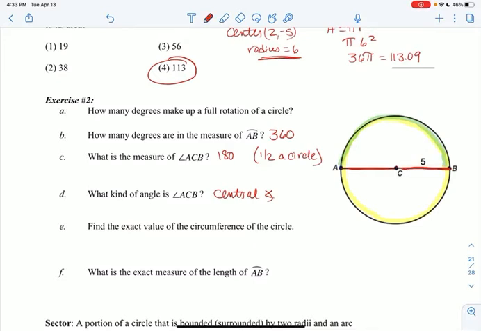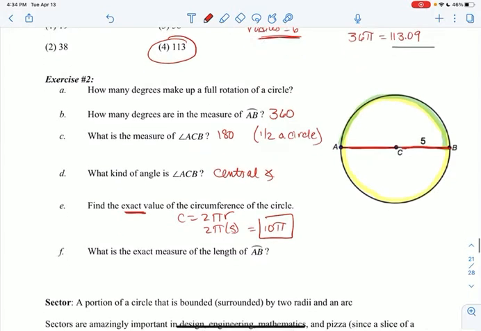Next I want to find the exact circumference of the circle. Well, circumference is 2 pi r. My radius is 5. That's on my picture right there. So 2 pi times 5, and that's 10 pi. Now notice the word exact. Exact means I'm going to leave pi in my answer. Pi is an irrational number, and once you put pi into your calculator, you no longer have an exact answer.